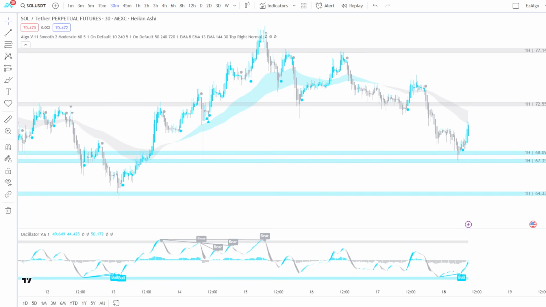EzAlgo V.11 and EzOscillator V.6 are now live. All right, these are the new updates in the EzAlgo trading indicator. I'm super excited to go over these updates with you guys. We have added something that I have not seen done before on any TradingView indicators. I'm going to jump into all of the new features here shortly.